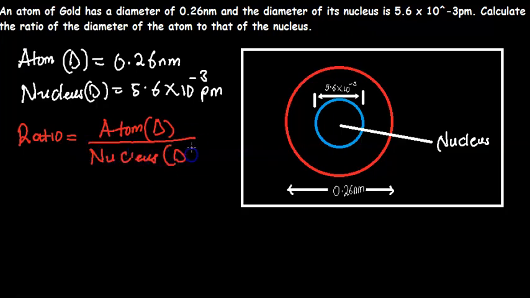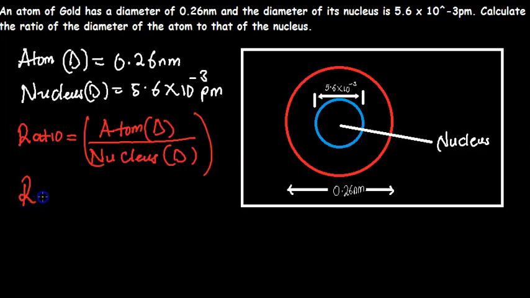But in this case, one thing I need you to pay attention to is that they have different units. The atom diameter is in nanometer, while the nucleus is in picometer. So we need to convert the nanometer into picometer. I need you to keep this at the back of your mind: 1 nanometer is equivalent to 1000 picometer. So the conversion is not going to be tricky.